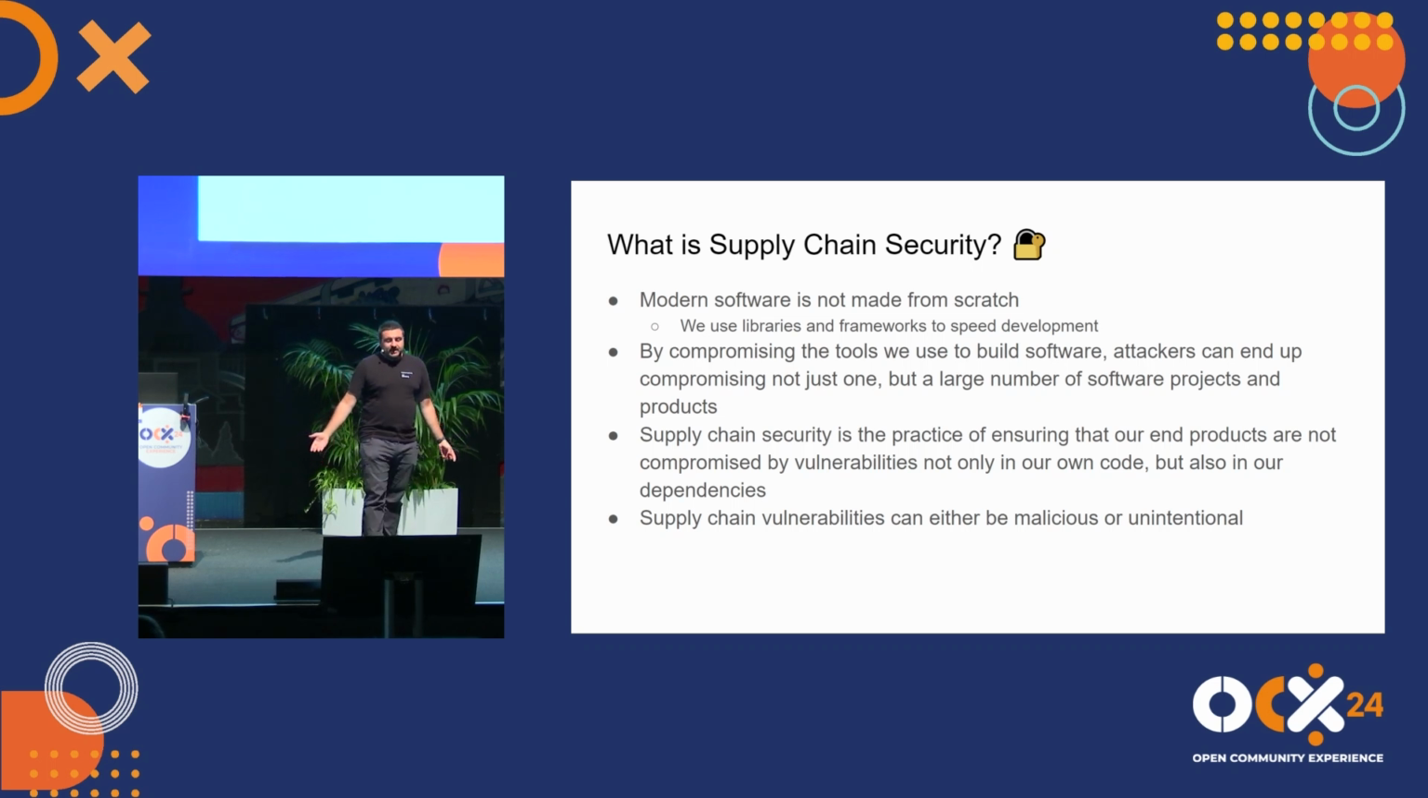So if an attacker is able to compromise a library or a framework, they're not only compromising one project, they're compromising all the projects that are using that library or framework. And supply chain security is the practice of ensuring that our end products are not compromised by vulnerabilities, not only in our own code, but also in the code that we bring in through our dependencies. And it's worth mentioning that supply chain vulnerabilities can either be malicious or they can be accidental, right? You can have a supply chain vulnerability completely by accident, or you can have one because somebody has decided to try to exploit your software.